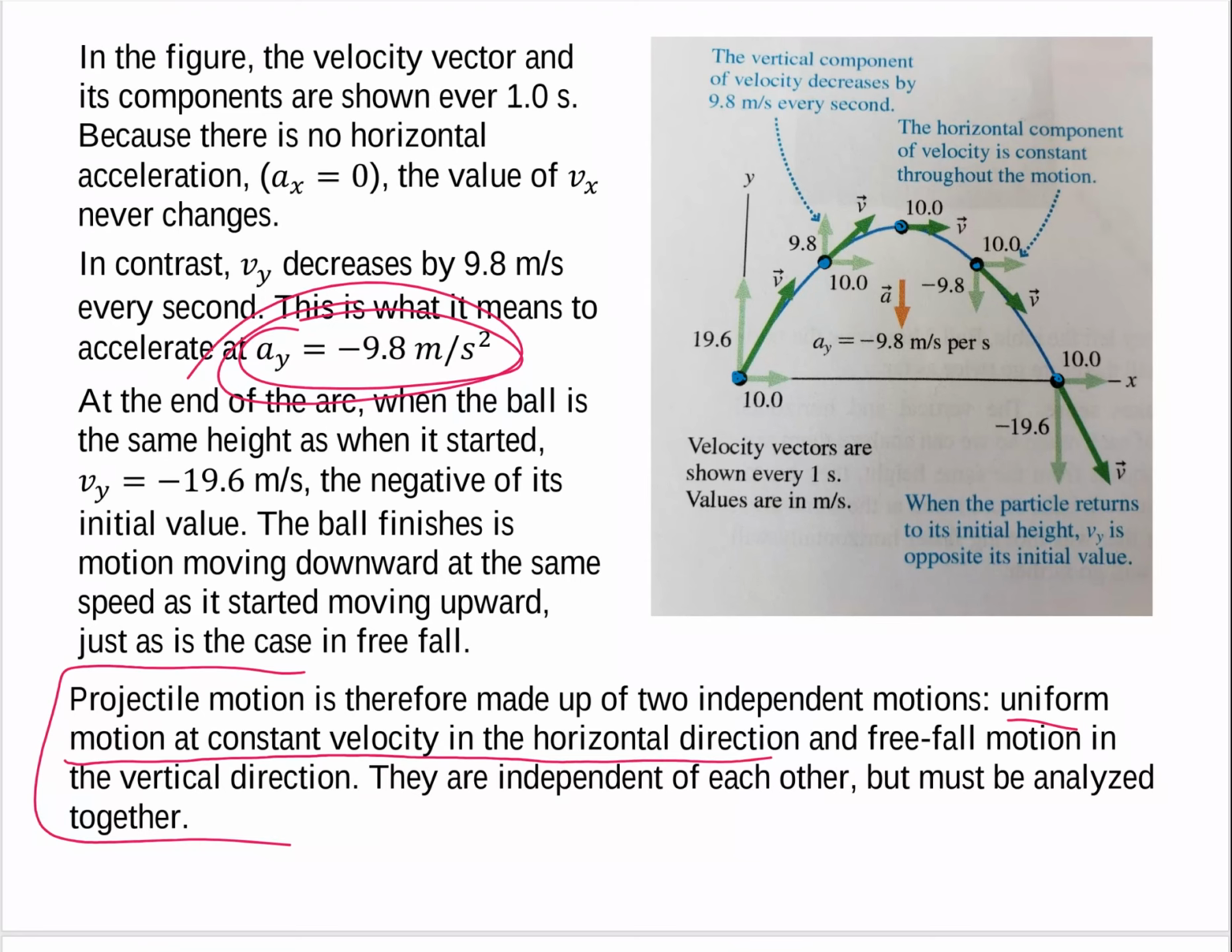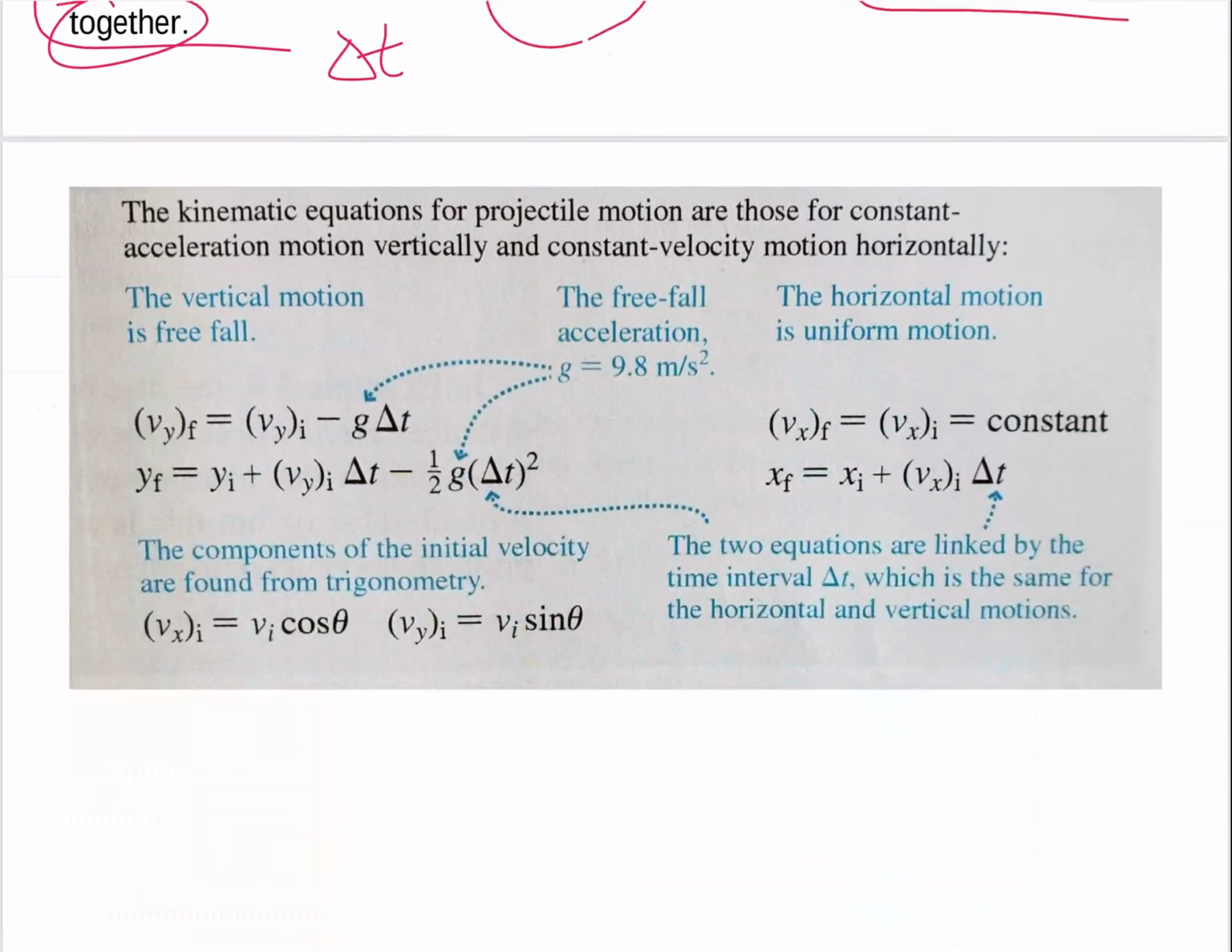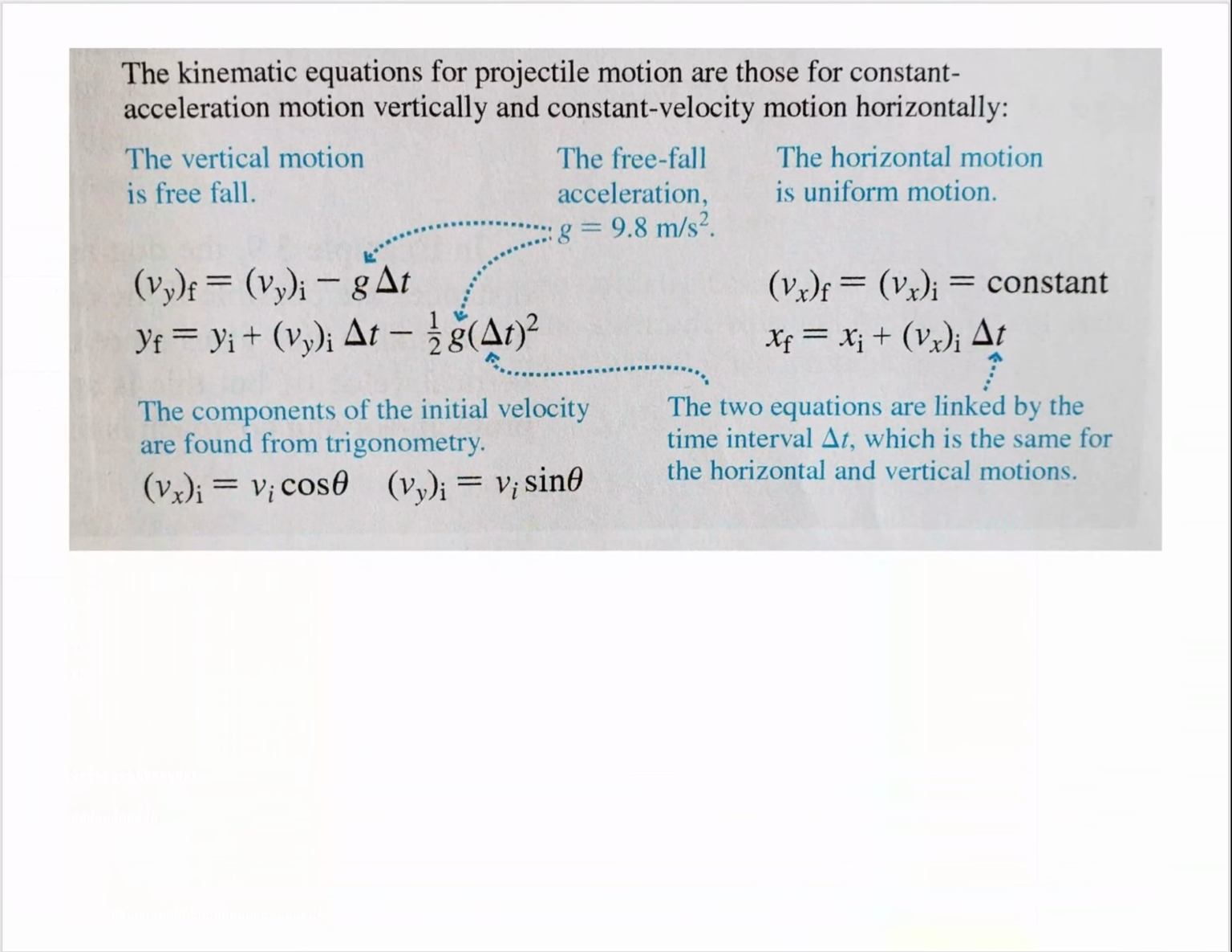Horizontal motion, uniform motion in the x direction. We can use the free fall motion equations that we already have in the vertical direction. They are independent of each other, but we have to analyze them together to be able to solve these problems. So we will do both, and usually what's going to happen is we're looking for the delta t. That's going to be the common link between the two problems once we get going on these things. So, here are the kinematic equations for projectile motion.